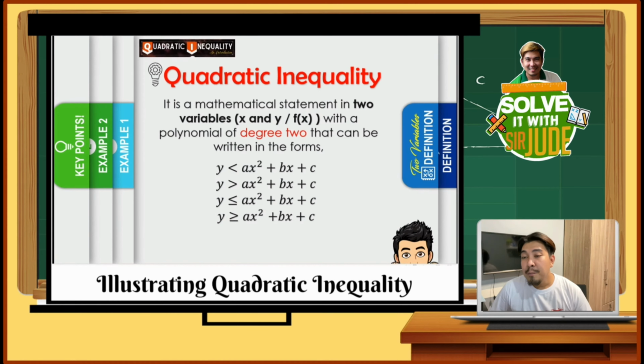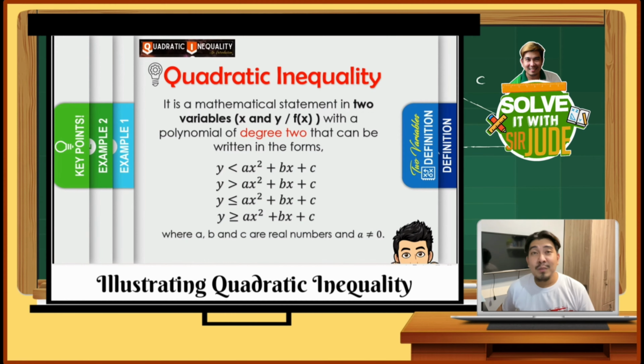So, if we are going to compare, so yung una, walang y. Kasi nga one variable lang siya. And then this one, since two variables, we will be using the variables x and y. Okay? So, we will still be following the same restrictions. A, B, and C must be an element of real numbers and the value of A should not be equal to 0.